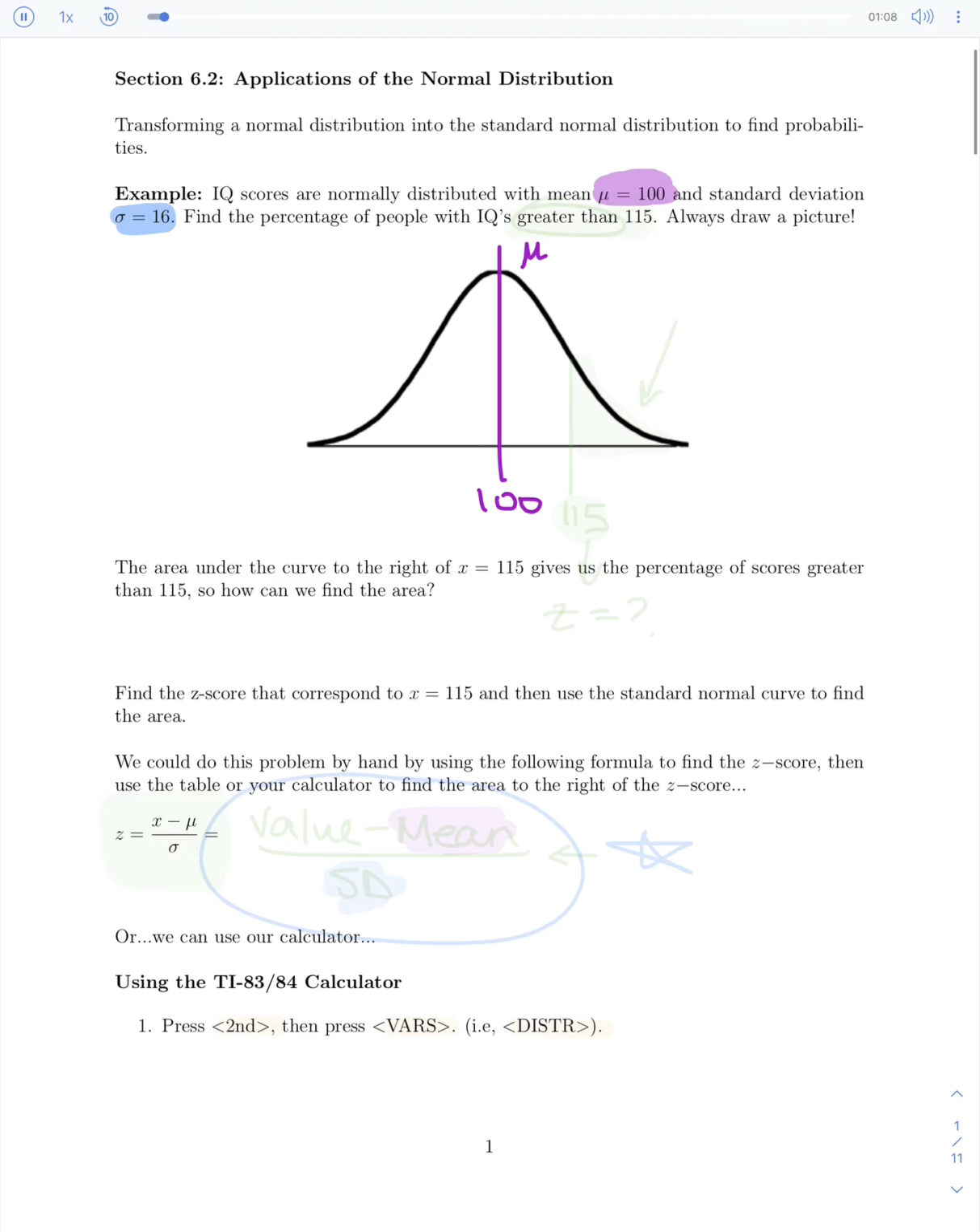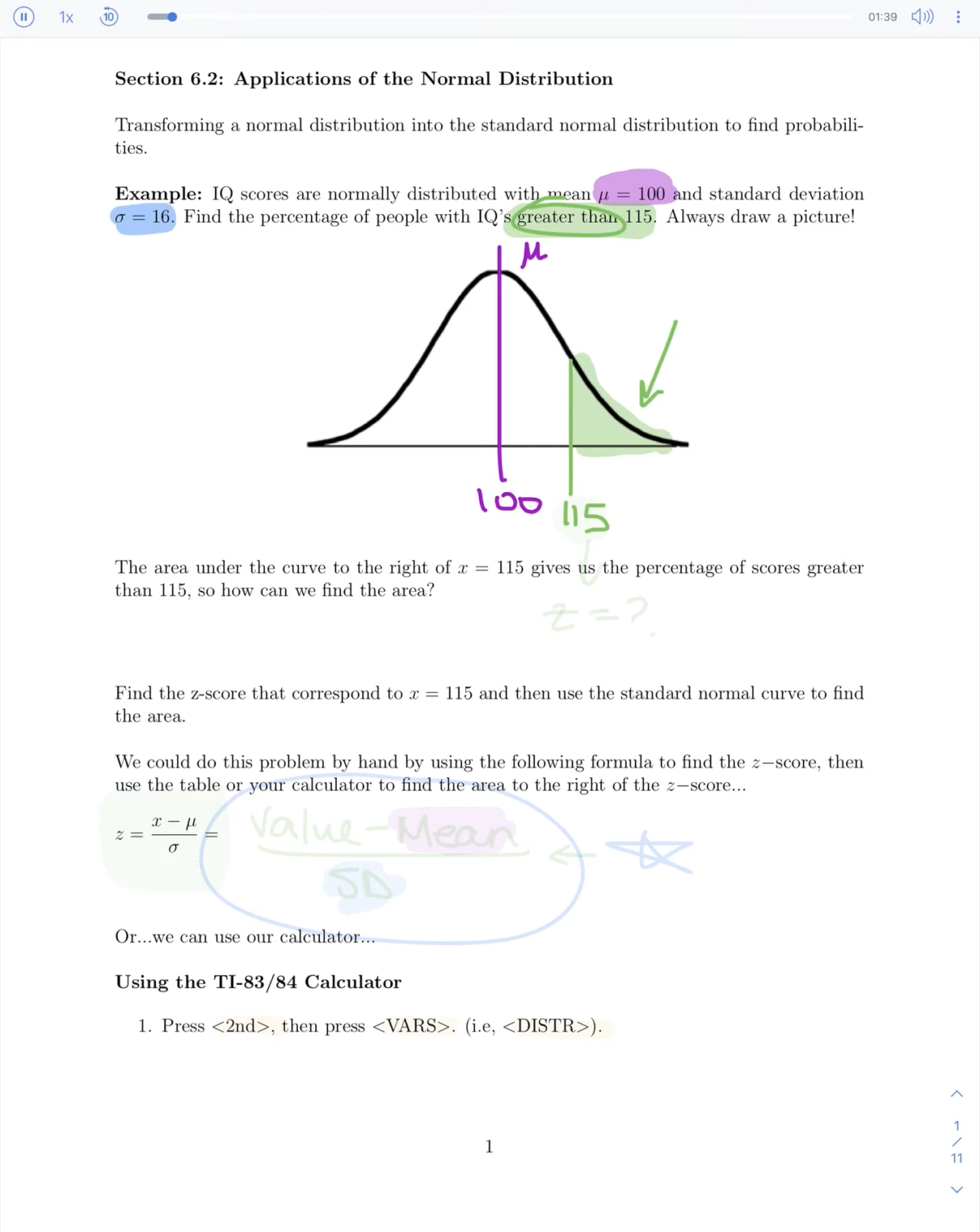So that's what they're asking for, is that we want scores to be greater than 115. What's the probability or percentage? Well, 115 is a little bit bigger than 100, so it's over here. And because they say greater than, they're telling us that they want the area to the right of 115. Scores that are greater than 115 are to the right. So they're talking about us finding this area on the right-hand side.